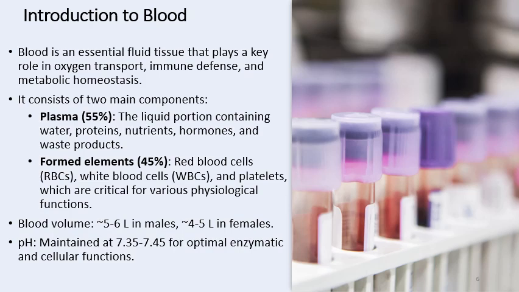The plasma composes about 55% and the formed elements compose about 45%. The whole amount of the blood in the body ranges between 4 to 5 liters in females and 5 to 6 liters in males as a mean. And it maintains a pH between 7.35 and 7.45 for optimal enzymatic activity that is present in the plasma and for all functions of the blood.